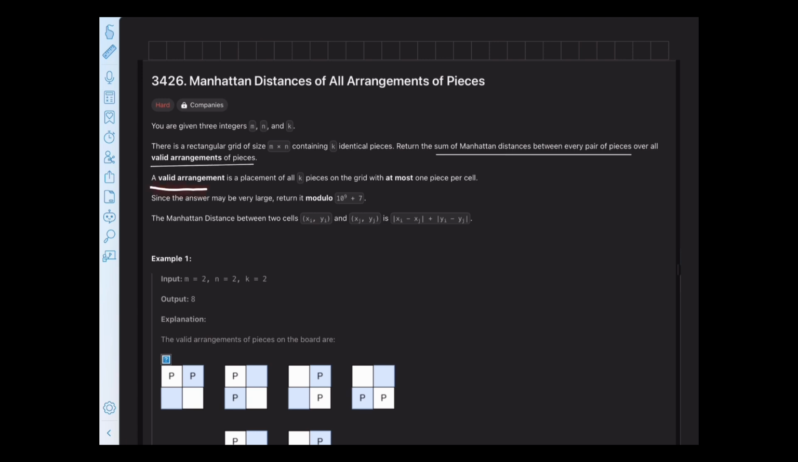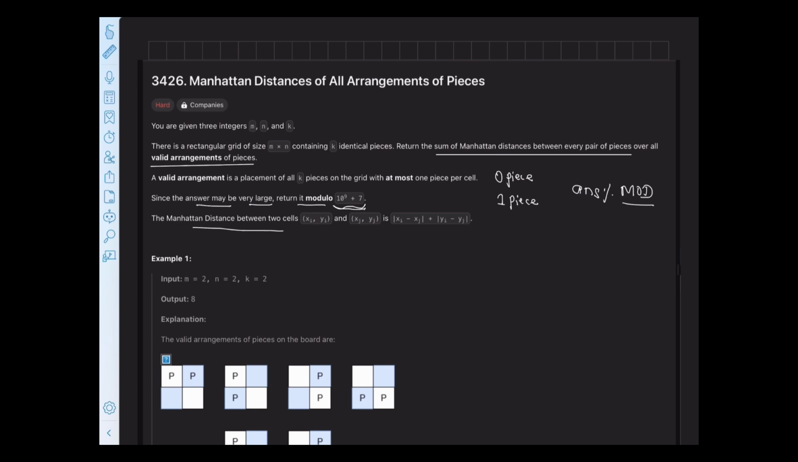A valid arrangement is a placement of all the k pieces on the grid with at most one piece per cell. So it means every cell contains either 0 pieces or 1 piece, isn't it? Since the answer may be very large, return it modulo 10^9 + 7. So we have to return the answer like this, where mod is 10^9 + 7.